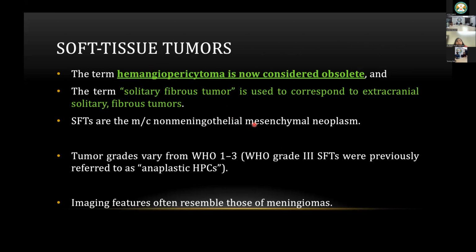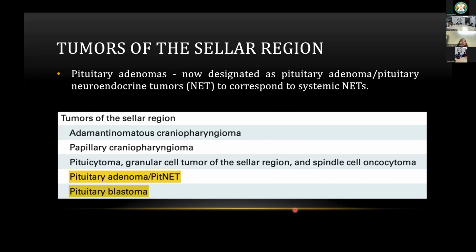So they are the most common non-meningothelial mesenchymal neoplasms. They can be graded from grade 1 to grade 3. The terms hemangiopericytoma and anaplastic hemangiopericytoma are all omitted, and the imaging features in these lesions are largely those of meningiomas. Now, in the tumors of the sellar region, not much change again is there.